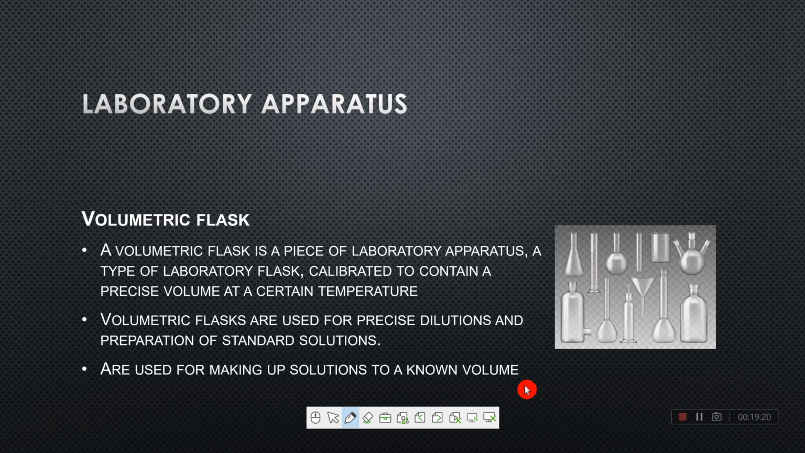Next is the volumetric flask. A volumetric flask is a type of laboratory apparatus which contains a precise volume, used to calibrate a precise volume at a certain temperature. They are used for precise dilutions and preparation of standard solutions. As you can see in the picture, there are different types of volumetric flasks. These are also used for making up solutions to a known volume.